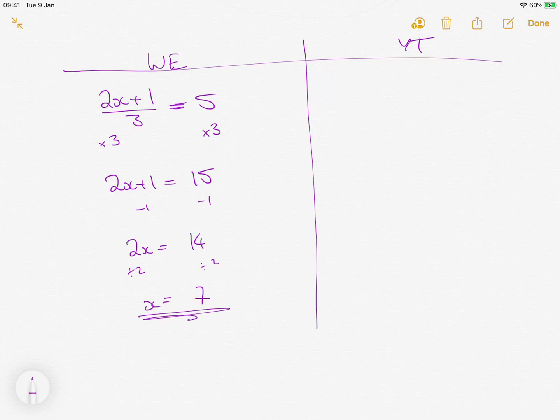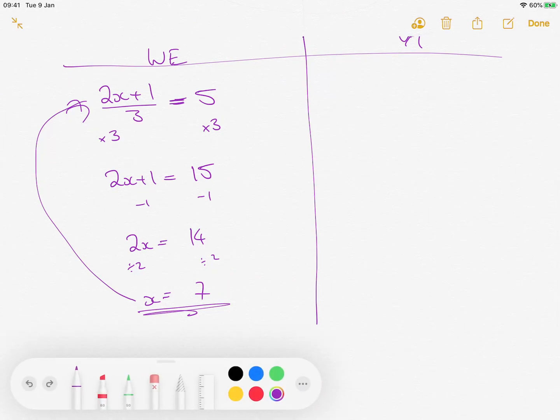So I've got x equals 7. I can double check that by subbing it back into here. 2 times 7 is 14, add 1 is 15, divided by 3 is 5. So yeah, I've got that right. Let's just talk through what I did there.